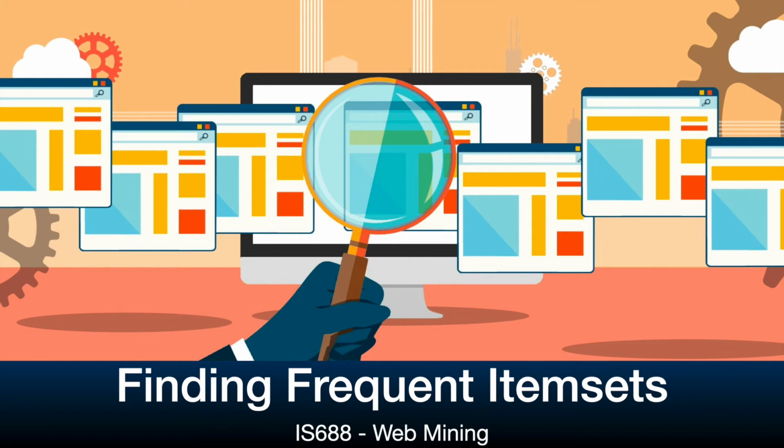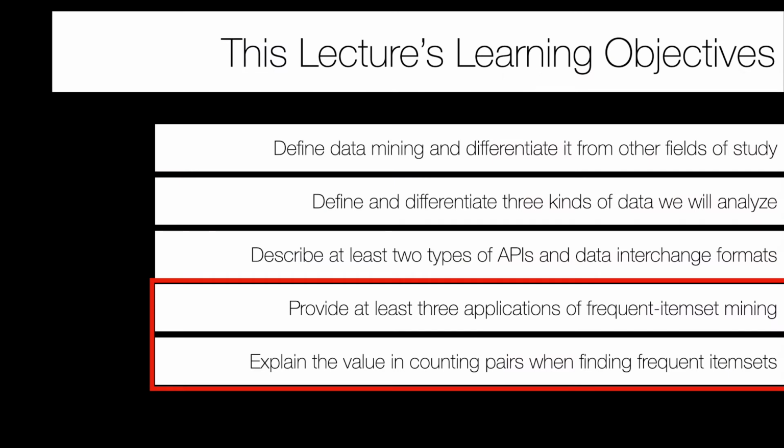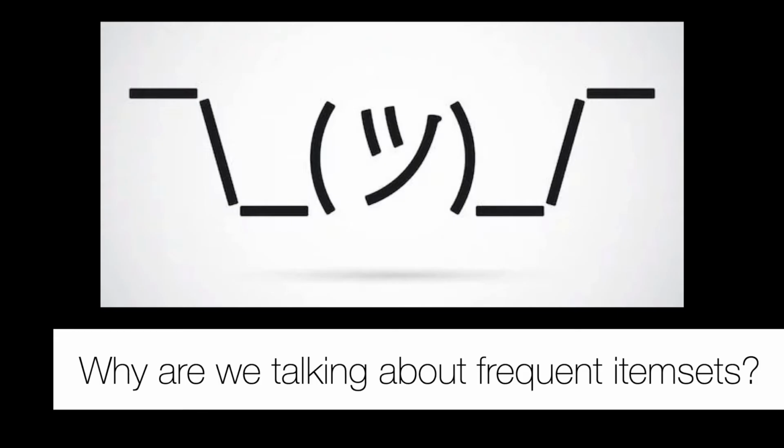This is the last part of the lecture for the second week of IS688, and in this segment we'll be talking about finding frequent item sets. To place this in context of the larger learning objectives for the lecture, the main two things we want to discuss here are to be able to describe at least three applications of frequent item set mining. So why is this useful? And then explain the value in counting pairs when we talk about frequent item sets.